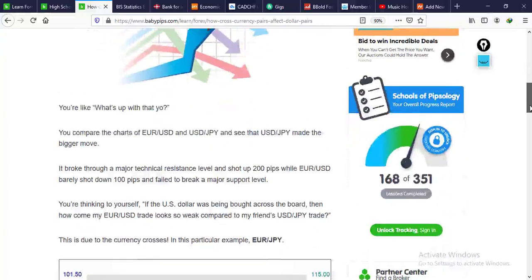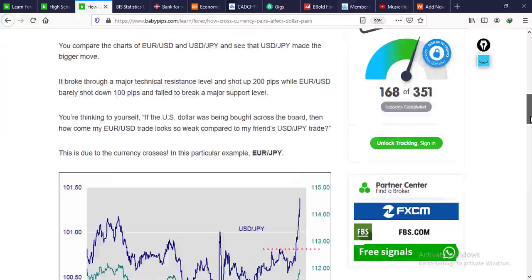Really? What happened? It's because of the effect of cross currency pairs. You compare the charts of the EUR/USD and the USD/JPY, and you see that USD/JPY made a much bigger move. It broke through a major technical resistance level and shot up 200 pips, while your EUR/USD barely made 100 pips and failed to break support.